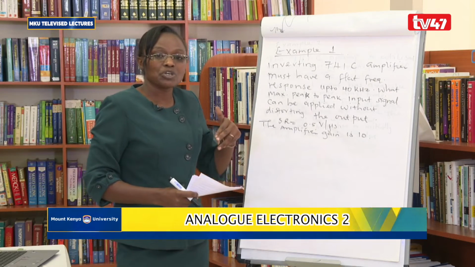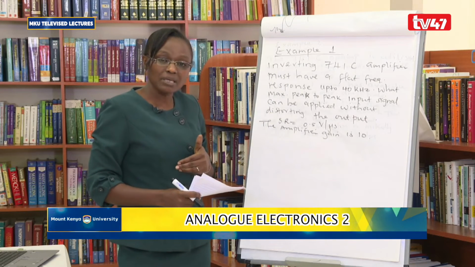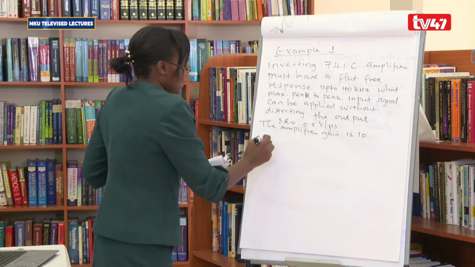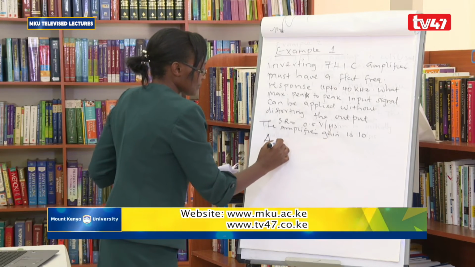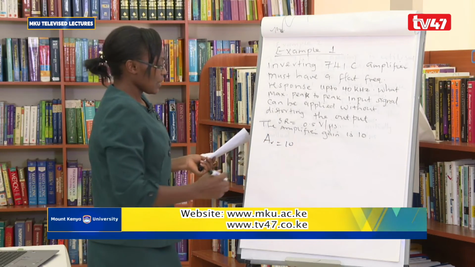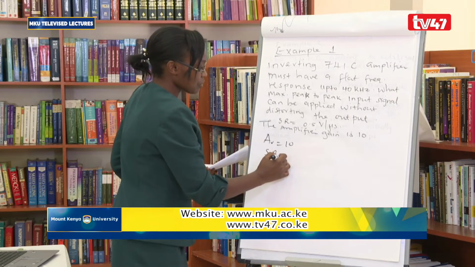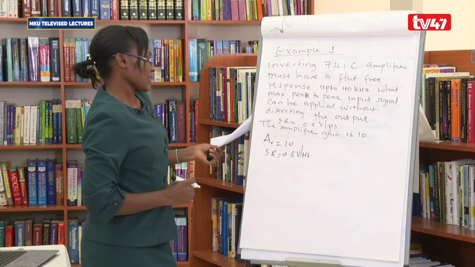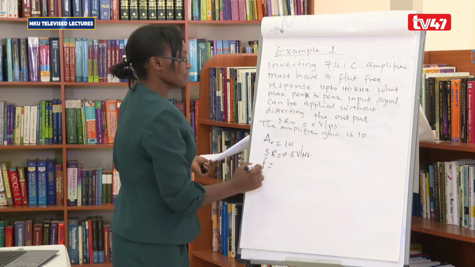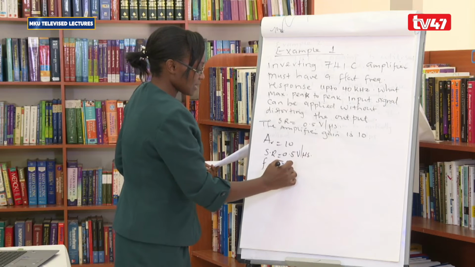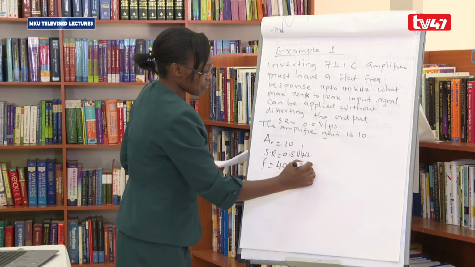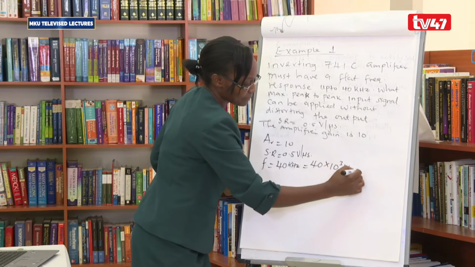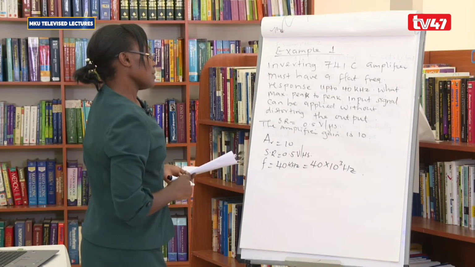So the question here is to determine the maximum peak-to-peak input signal that can be applied without distorting the output. Remember, you want to get a replica of the input at the output. So you first write down what you're given. The gain is equal to 10. The slew rate is equal to 0.5 volts per microsecond. The frequency is 40 kilohertz, which can also be written as 40 times 10 raised to 3 hertz.